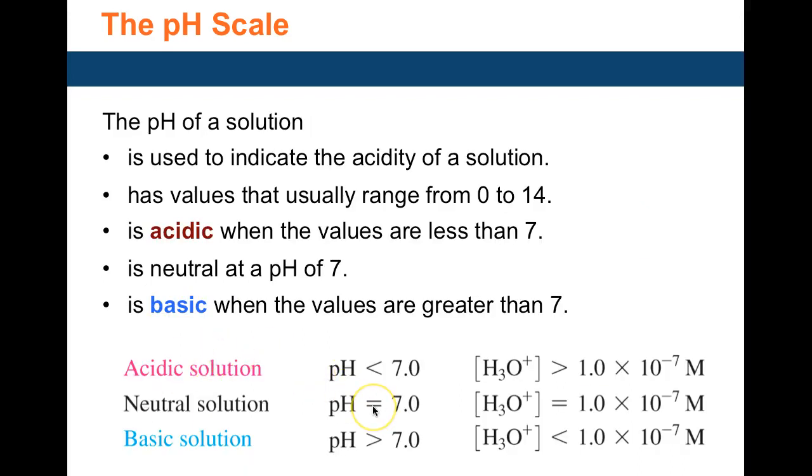So if pH is 7, neutral, all right, that means H3O+ is 1 times 10 power negative 7. When H3O+ is greater than 1 times 10 power negative 7, then the pH is less than 7. When the H3O+ is less than 1 times 10 power negative 7, then the pH is greater than 7, all right? So that's basic, okay? Less than 7, acidic. 7 is neutral, okay?